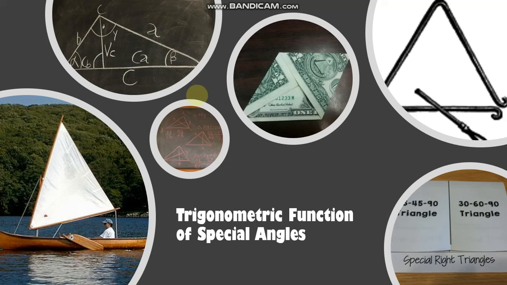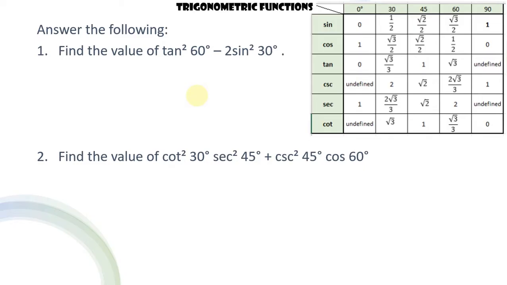Trigonometric function of special angles. Answer the following. Find the value of tangent squared 60 degrees minus 2 sine squared 30 degrees. To answer this one, you'll be needing this table of values for special angles regarding trigonometric functions. So for example, first we transform this one.